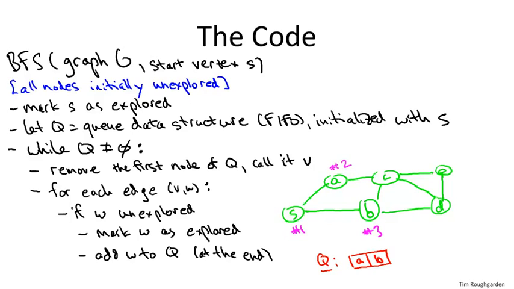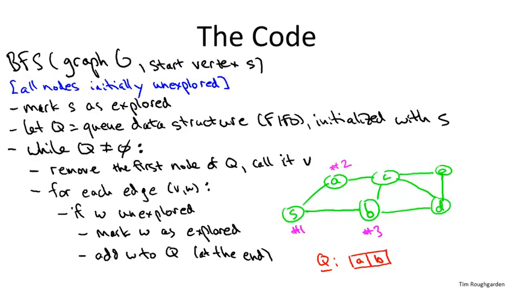Now we go back up to the while loop. We say, is the queue empty? Certainly not. It actually has two elements. Now we remove the first node from Q. In this case, that's the node A, the one we put in before the node B. So now we look at all of the edges incident to A. In this case, A has two incident edges: one that it shares with S, and one that it shares with C. If we look at the edge between A and S, then we'd be asking in the if statement, has S already been explored? Yes, it has. That's where we started.